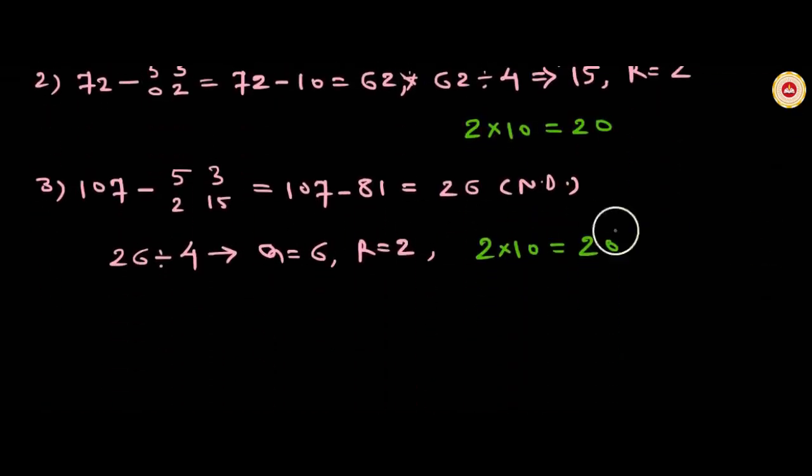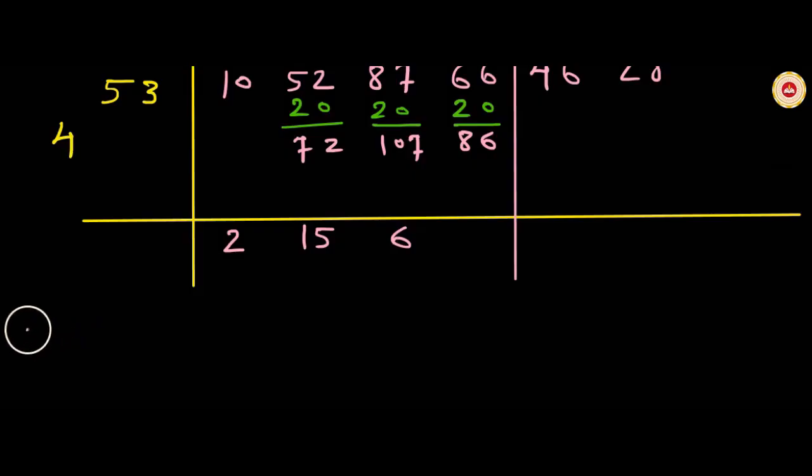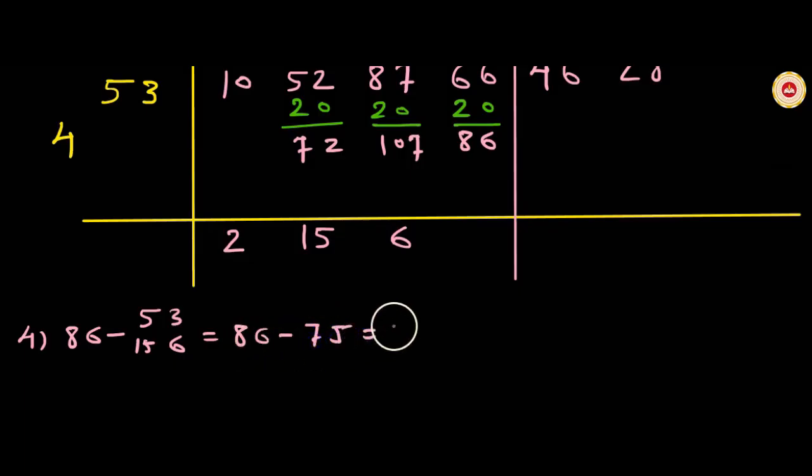So calculate. So friends, first write these 3 steps by pausing the video. Yes. Step number 4. Gross dividend 86 minus the cross product of the two flag digits and the last two quotient digits. So 86 minus 6 5s are 30 plus 15 3s are 45, correct? That means 45 plus 30 is 75. Yes, 75. 86 minus 75 is 11.